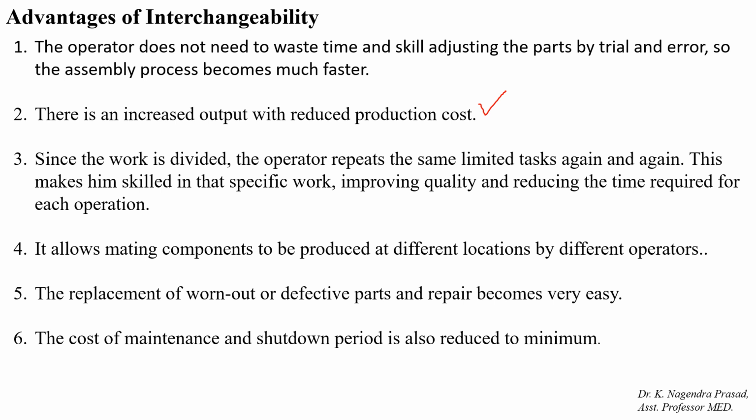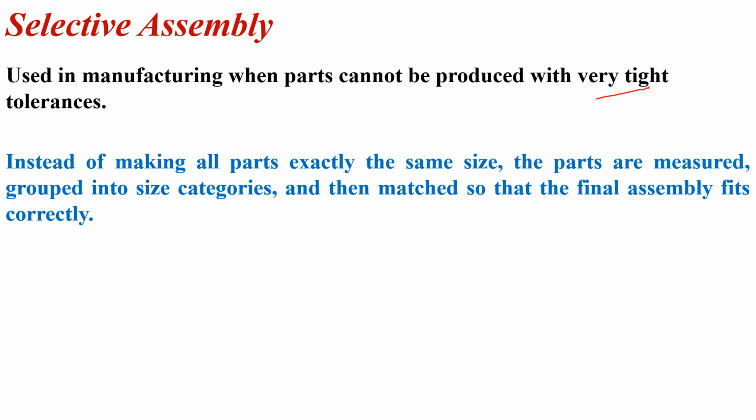And moreover, with interchangeable assembly, the cost of maintenance and shutdown period is also reduced to a minimum. Next we have to discuss selective assembly. Selective assembly is used in manufacturing when parts cannot be produced with tight tolerances. So instead of making all parts exactly the same size, the parts are measured and grouped into size categories.